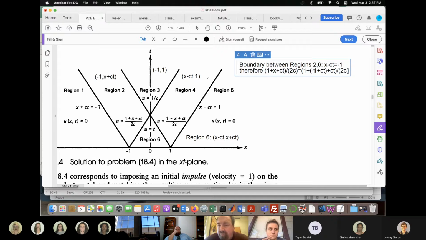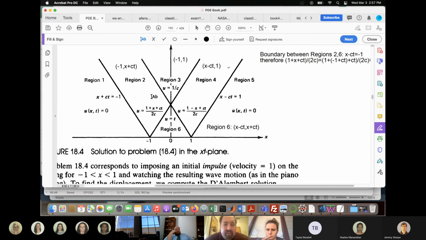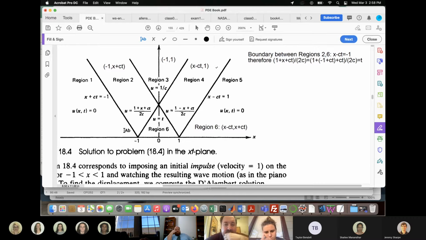So now I have this. So minus 1 plus ct is equal to x. Well, the 1 and minus 1 cancel, and then the ct's add together, so I get 2ct over 2c. Well, all that simplifies to t. So it turns out that these solution formulas, 1 plus x plus ct over 2c and then t, are compatible on this boundary. In other words, we find that the solution is at least still continuous in spite of this piecewise definition. Or at least it's continuous at this boundary.